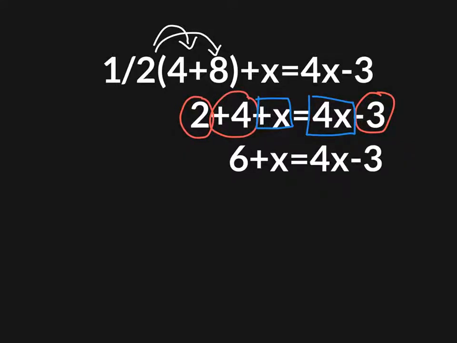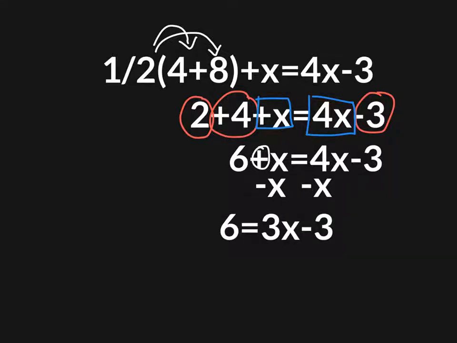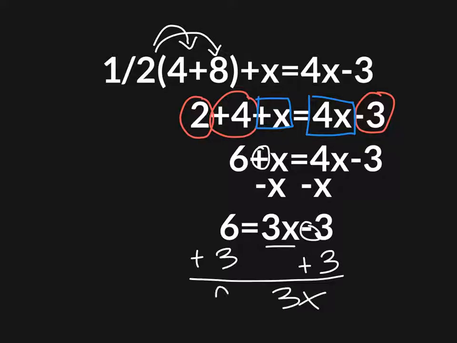Next, you would move the variable. You would do the opposite of plus x and subtract x. You would do it on both sides so it's even. That would cancel out and get 6 equals 3x minus 3. Now you would move the constant and do the opposite. So you would add 3 to each side and you would get 9 equals 3x.